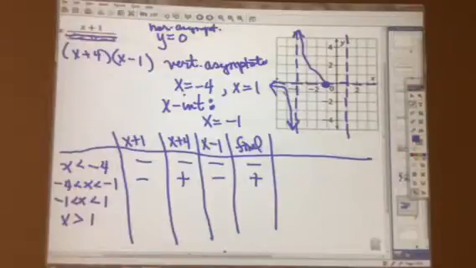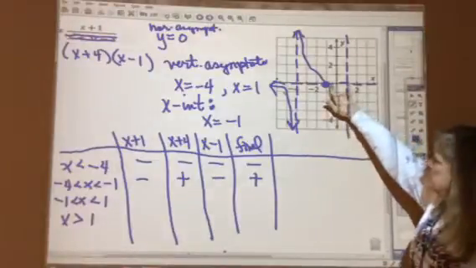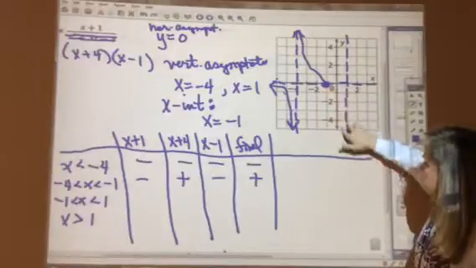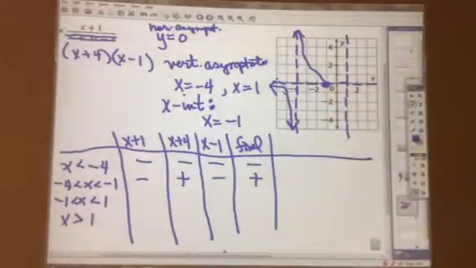Interval between negative 1 and positive 1. We need to know, does it go down or does it go back up? Pick a number between negative 1 and positive 1. 0. 0 plus 1? Positive. 0 plus 4? Positive. 0 minus 1? Negative. Positive times positive is positive, times negative is negative. That means it comes down this way.